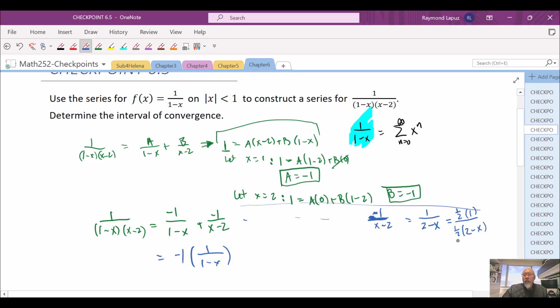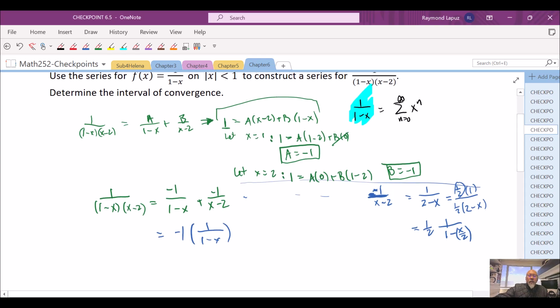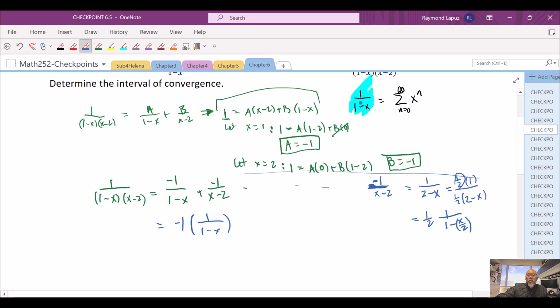And then we end up getting a 1/2. This 1/2 can go all the way to the front, and the denominator will be 1 minus x over 2. So now if we just let x equal to x minus 2, then we can use that as our 1 over 1 minus x series. So this will be a plus 1/2, and then our new function that we're going to change into a series is going to be 1 divided by 1 minus x over 2.